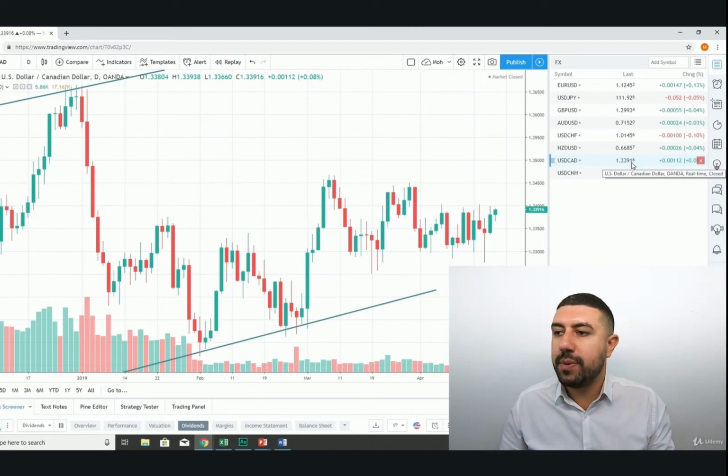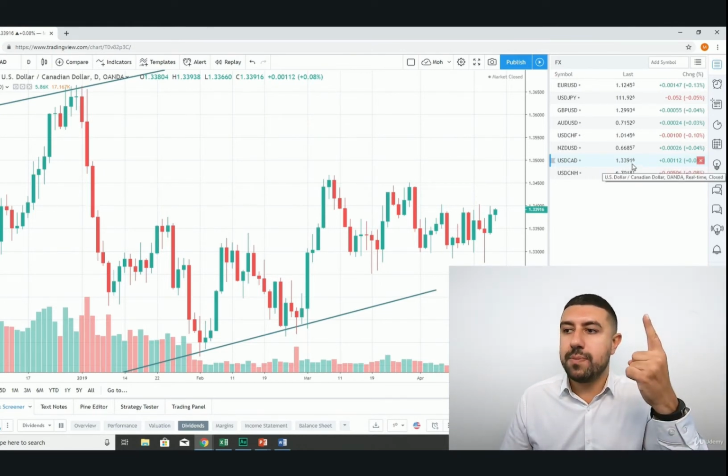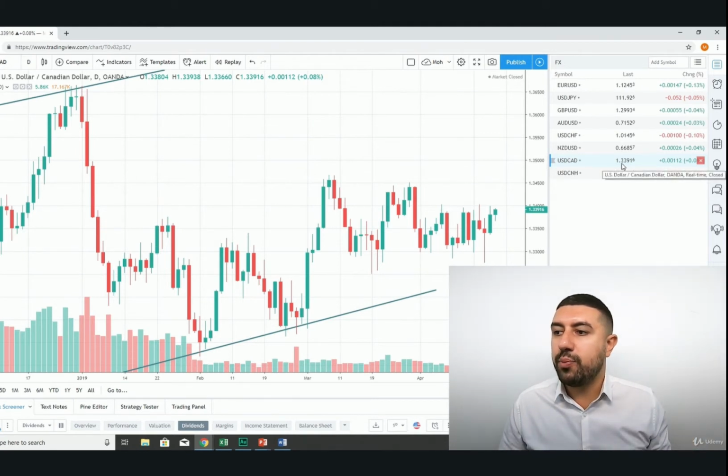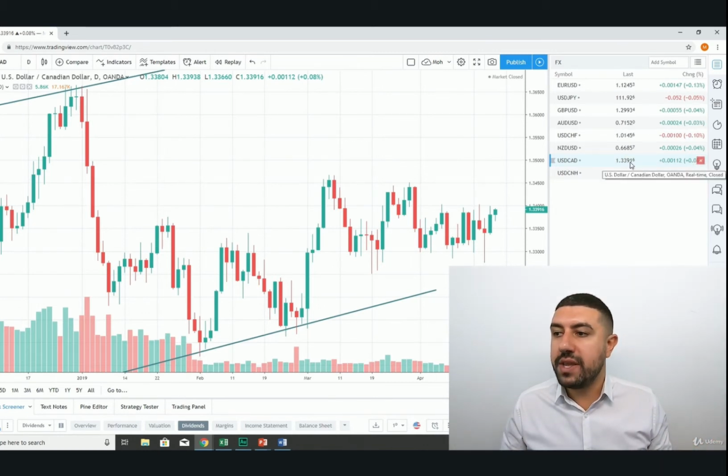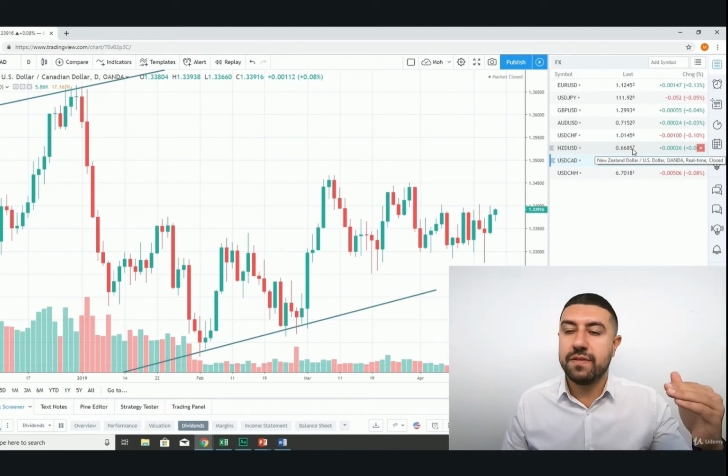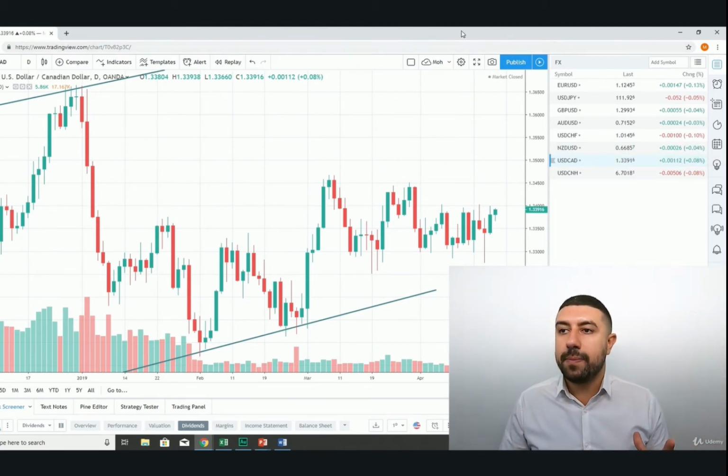So this one here is a pip. If it goes from 1.3391 to 1.3392, then it went up by 1 pip. If it goes from 1.3391 down to 1.3381, then it went down by 10 pips, right? Because this one here is 1 pip. Let's say this goes up from 0.6685 to 0.6687, then it went up by 2 pips, so from 5 to 7. So this is a pip, okay?